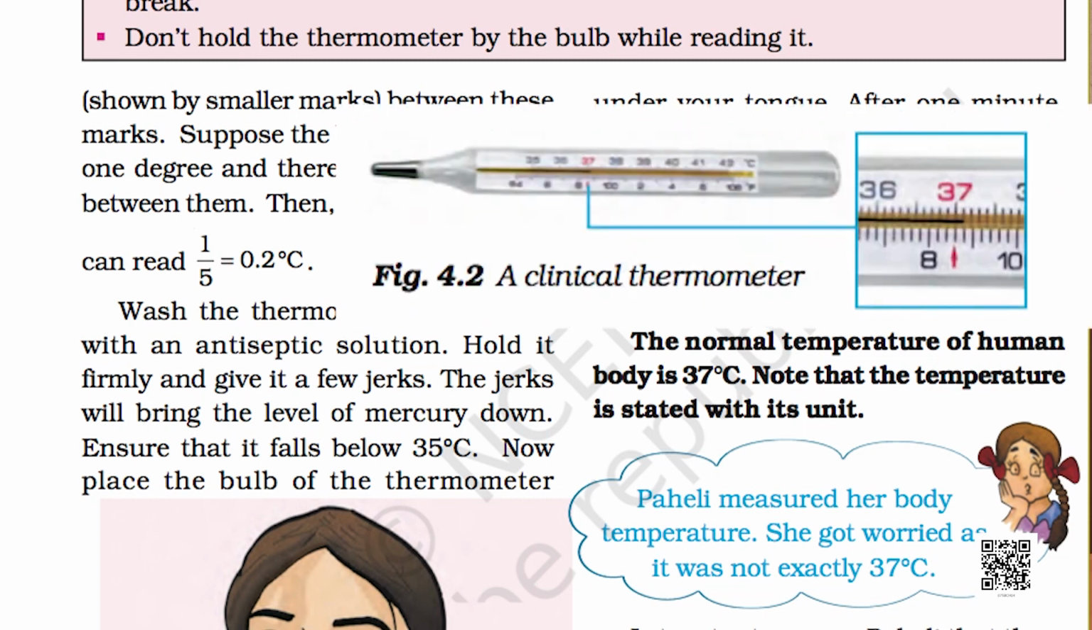Note it down. The normal temperature of the human body is 37 degrees Celsius. Actually, what we call the normal temperature is the average temperature of the general healthy public, which comes near down to 37 degrees Celsius.